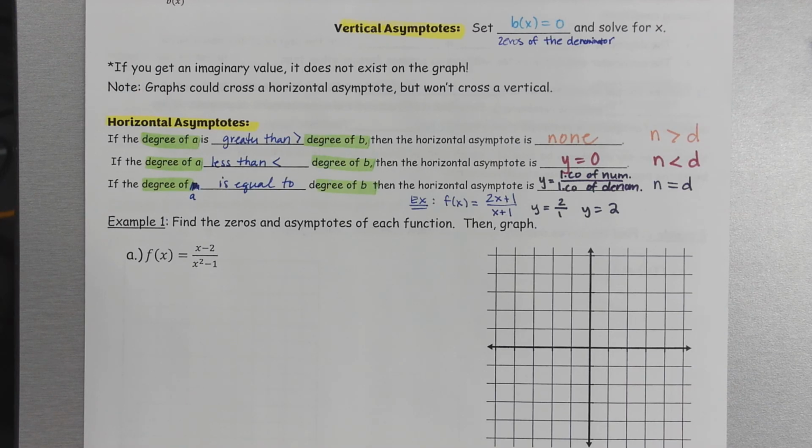Okay, so the numerator is less than the denominator. What is that horizontal asymptote going to be? And once you've done that, I want you to just plug that into your calculator. We're going to plug in x minus 2 over x squared minus 1, and you have to put that in a certain way. Remember, you've got to have your parentheses.